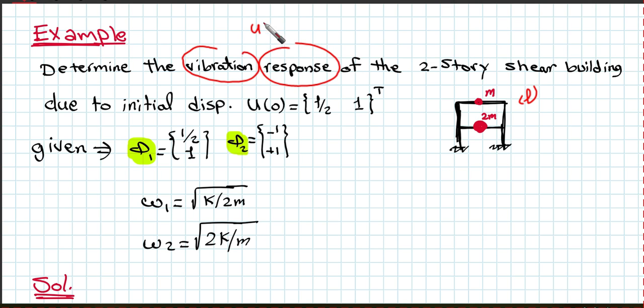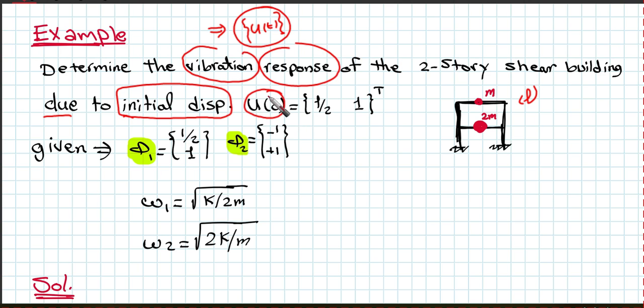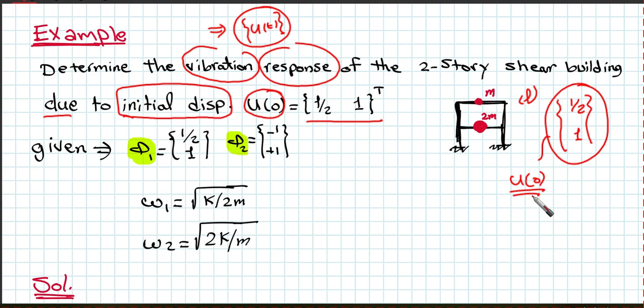This means that u of t, the vector of displacement at any time, because we are interested in any time here. This is due to what? Due to initial displacement u node equal to minus half and 1, which is something similar to this, half and 1. This is the initial condition displacement, this is u node.